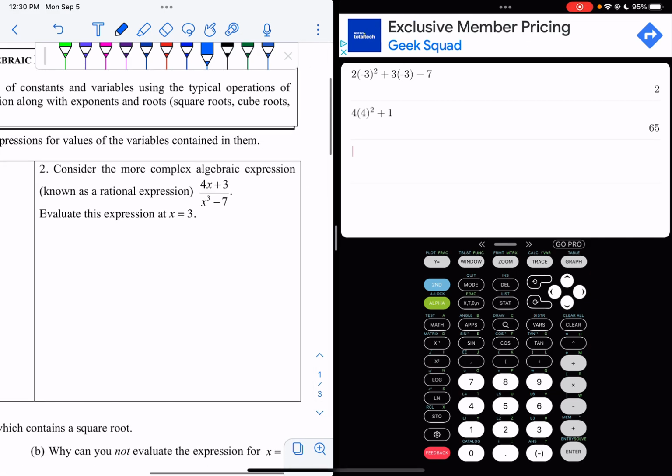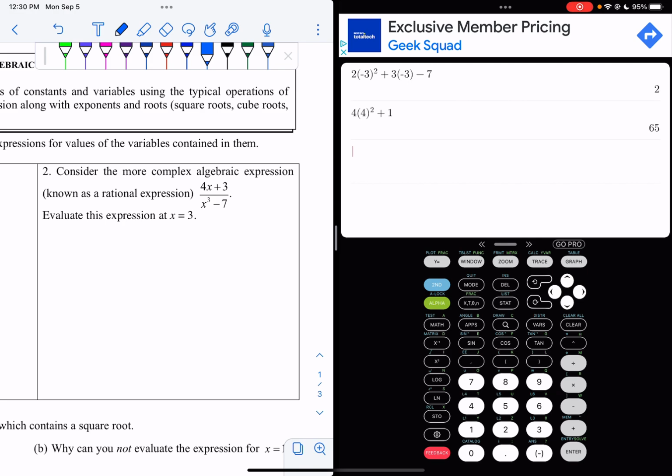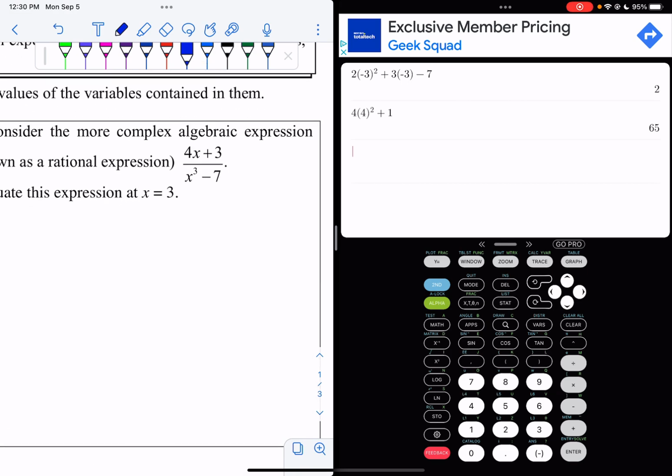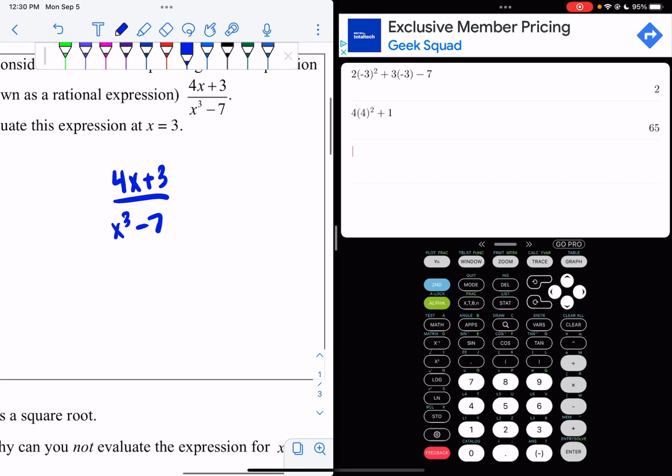Now let's look at our next one. Consider the more complex expression, 4x plus 3 divided by x to the third minus 7. Evaluate this at x equals 3. So we rewrite our original: 4x plus 3 over x to the third minus 7. And we're going to plug in 3 now. So everywhere we see an x, we plug in 3.